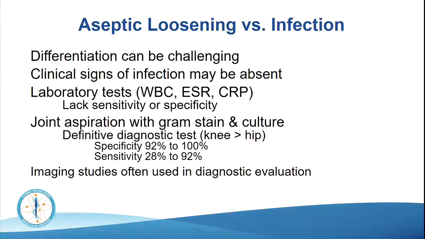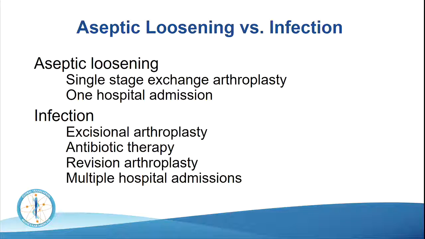The differentiation of aseptic loosening and infection can be challenging. Clinical signs of infection may be, and in fact often are, absent. Laboratory tests such as circulating white count, sedimentation rate, and C-reactive protein levels lack sensitivity or specificity or both. Joint aspiration with Gram stain and culture is the definitive preoperative diagnostic test for a prosthetic joint infection. However, it is more accurate, more reliable in the knee than in the hip, generally has a high specificity at both locations, but the sensitivity is more variable, generally being lower in the case of hip as opposed to knee replacements. And therefore, it's not surprising that imaging studies are often used in the diagnostic evaluation of these patients.